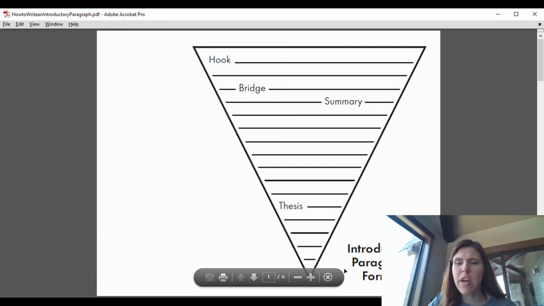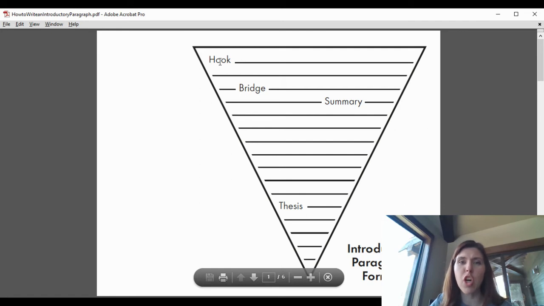Hey guys, I want to teach you how to write an introductory paragraph using this very simple format. And you can find this on Moodle. I'll also post it to Planbook as a link so that you have access to it. But there's 4 key elements to an introductory paragraph.